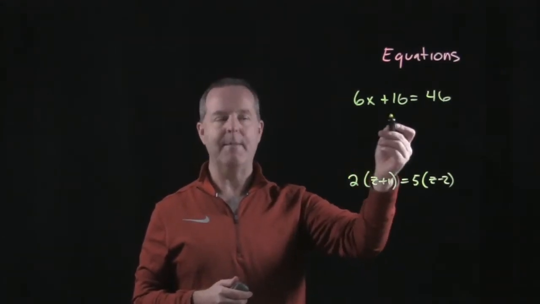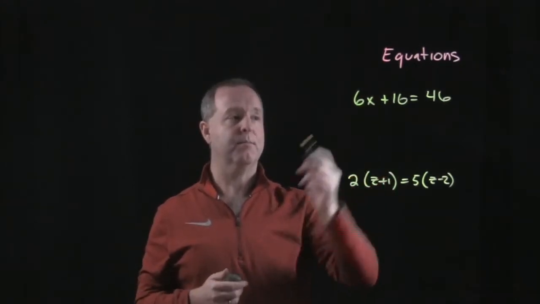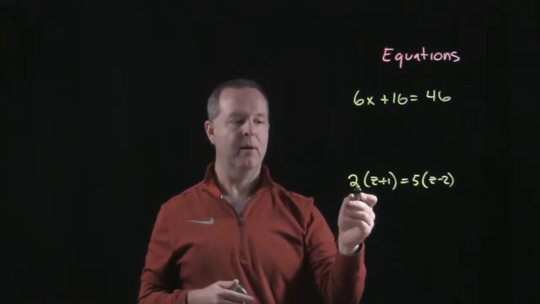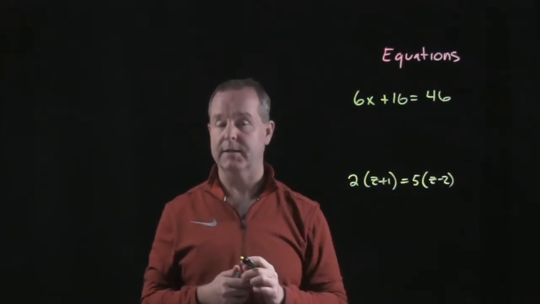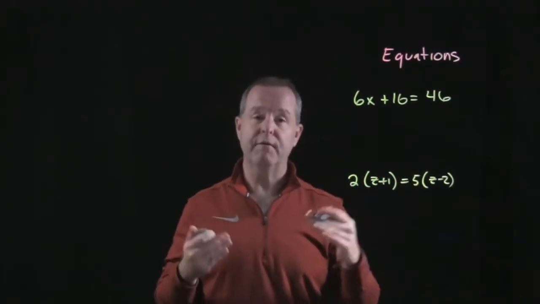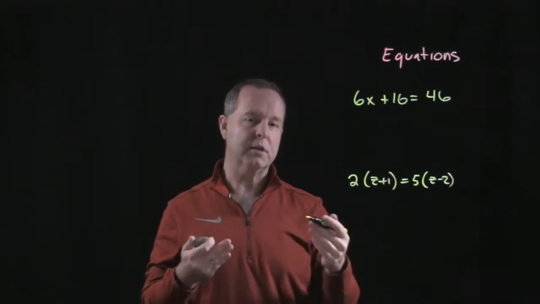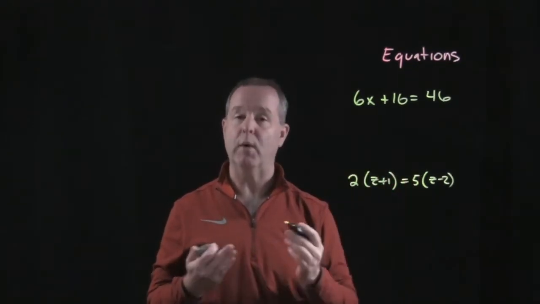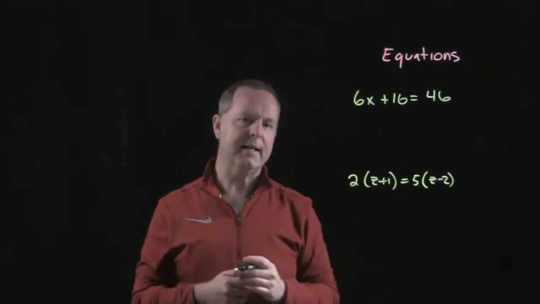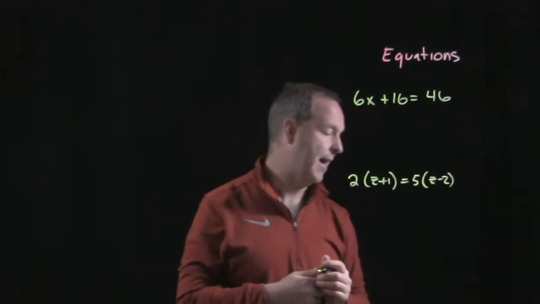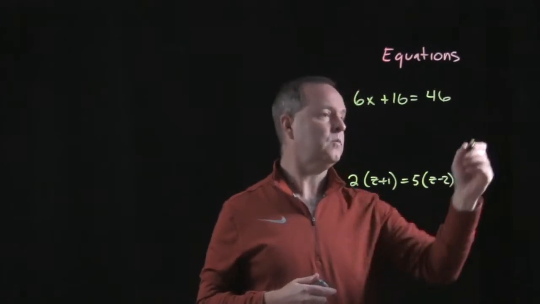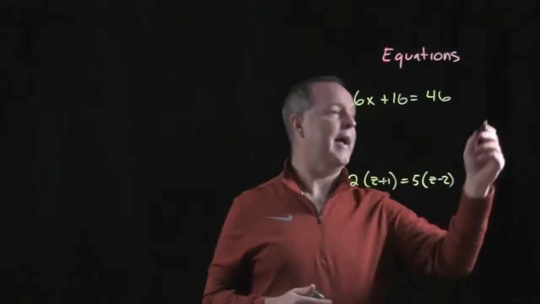One example of an equation would be maybe 6x + 16 = 46. Or 2(z + 1) = 5(z - 2). Now, when we introduce variables, there's a solution to the variable that may make this equation true. So one way to get a sense of that is, let's evaluate one of these equations at a specific value. So let's say we want to evaluate this one at 5.